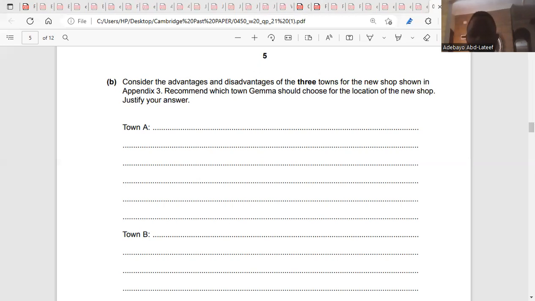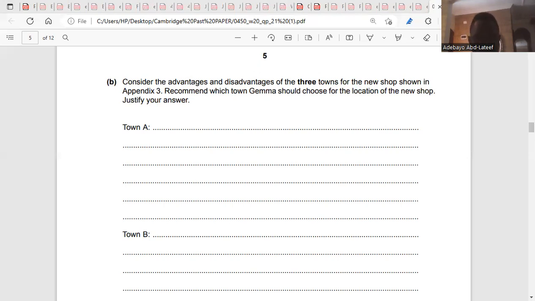But the cost of rent for town A is $45,000 per year, which is more expensive than town B and town C. That's a disadvantage. Wages and salary in town A is more than that of town B and C. And that's all about town A. So the advantage about town A is that the profit is more than town B and C. But the problem about town A is that the rent is higher than both B and C. Expenses in terms of salary is higher than both B and C.